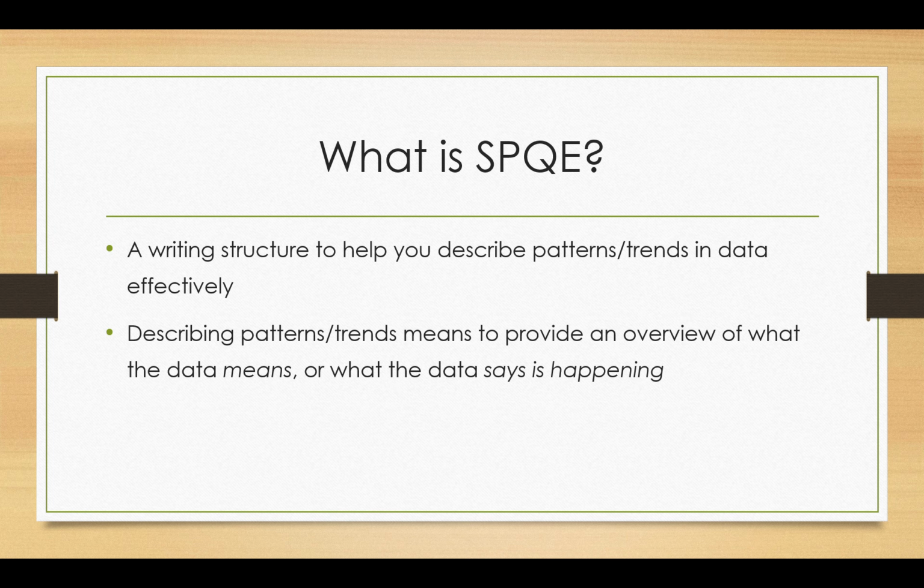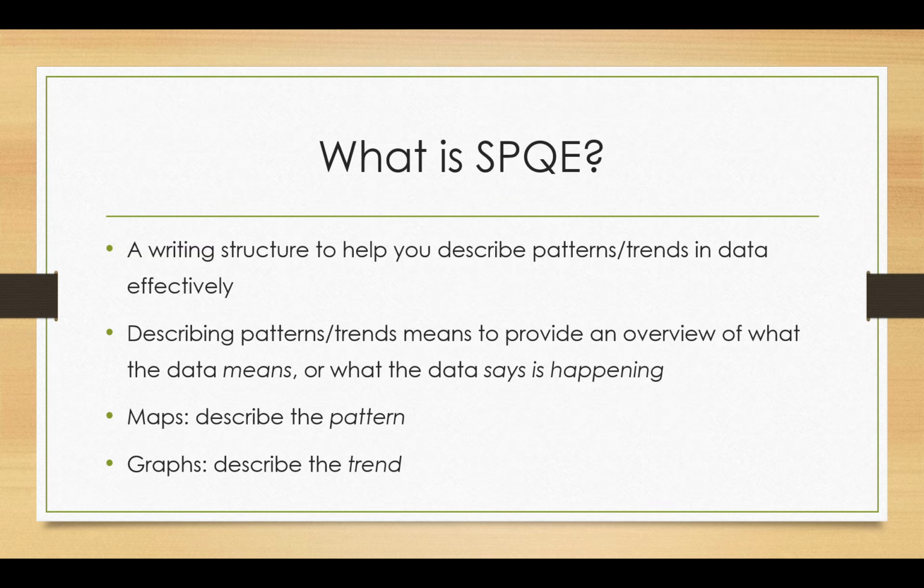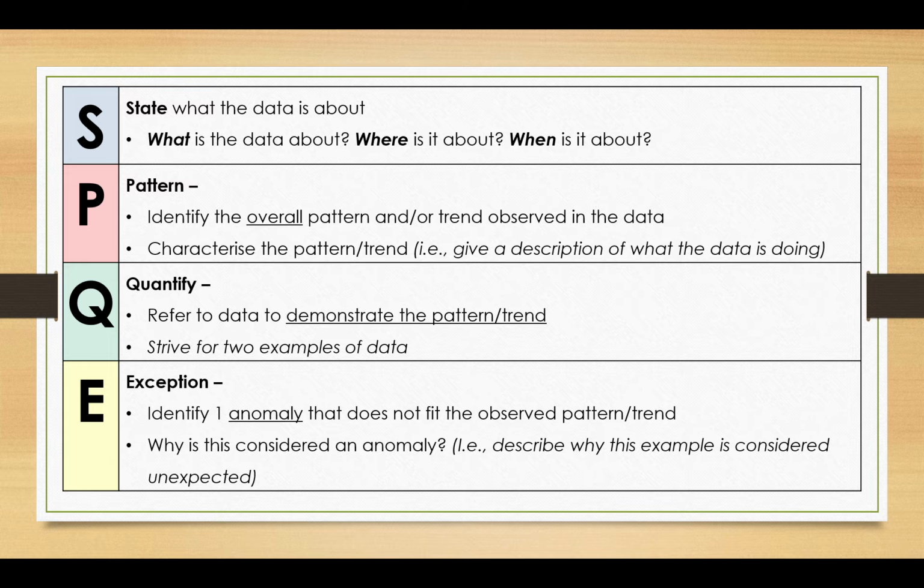So to describe patterns and trends means that you're providing an overview of what the data means or what the data says is happening. So you're essentially telling the story of what the data is saying. If you are looking at a map, then you'll be describing a pattern, and if you're looking at a graph, we would call that a trend. So here is the overall structure, SPQE.